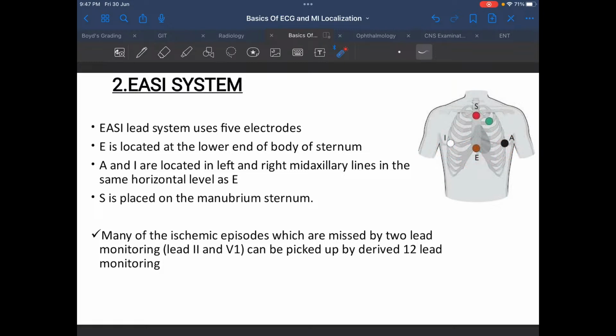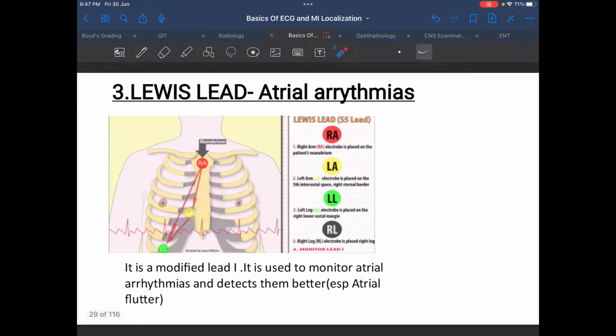So this is my EASI system. Why is this so important? Guys, if you go to a CICU or a medical ICU, the monitoring that we do is mainly by lead 2 and V1. What can happen in lead 2 and V1 is that some ischemic episodes can be missed by 2 lead monitoring. So we can use this EASI system in a highly risk prone patient so that ischemic episodes are not missed during monitoring. So this is your EASI system for monitoring.